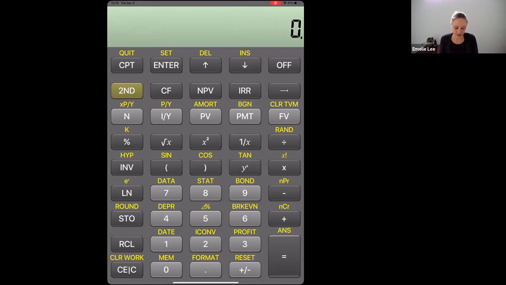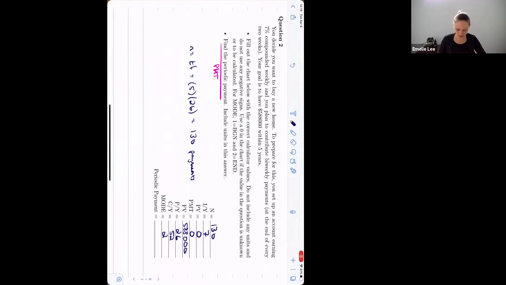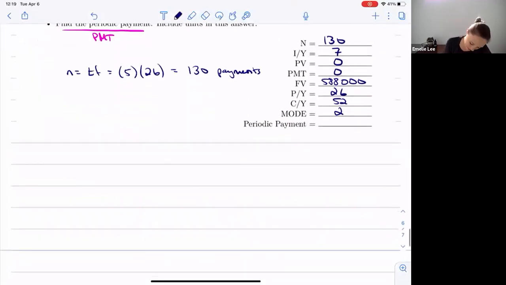Now if I compute the PMT, I get 3783.175033. So my periodic payment should have units now, right? $3,783.18.